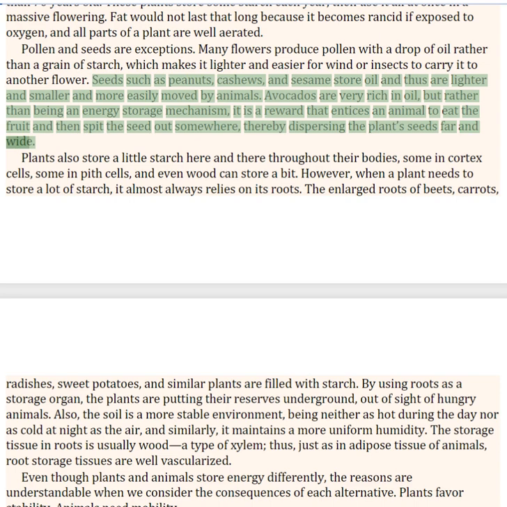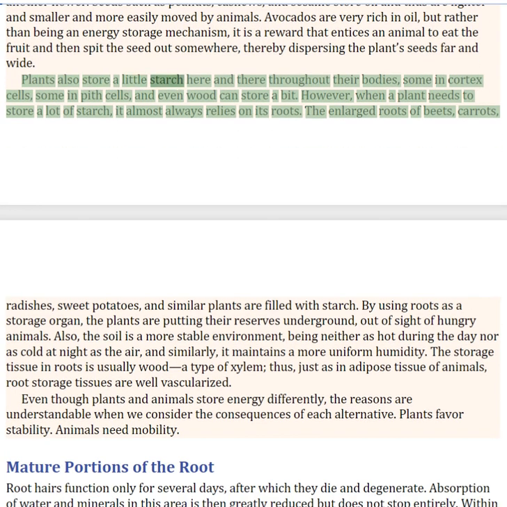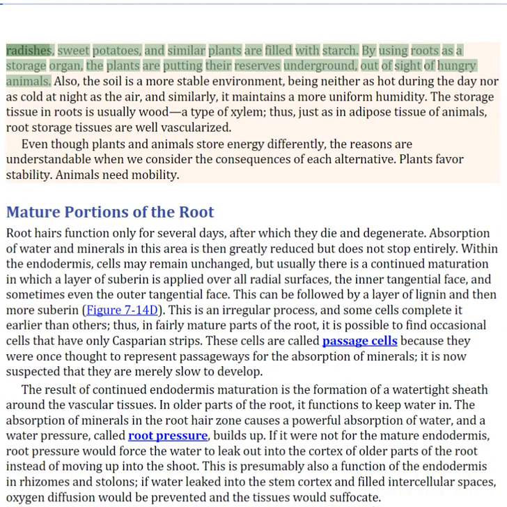Plants also store a little starch here and there throughout their bodies, some in cortex cells, some in pith cells, and even wood can store a bit. However, when a plant needs to store a lot of starch, it almost always relies on its roots. The enlarged roots of beets, carrots, radishes, sweet potatoes, and similar plants are filled with starch. By using roots as a storage organ, the plants are putting their reserves underground, out of sight of hungry animals.